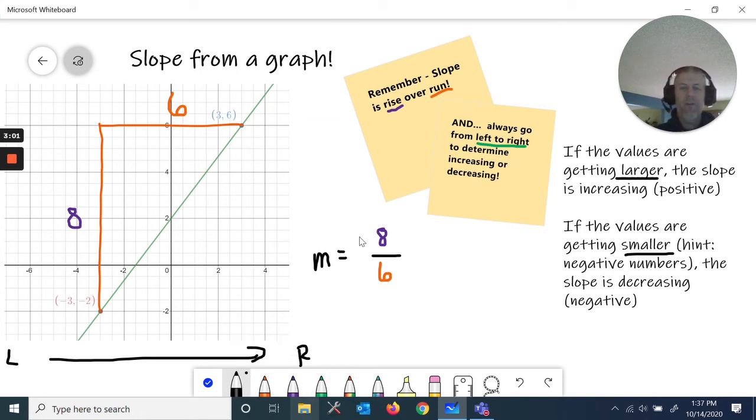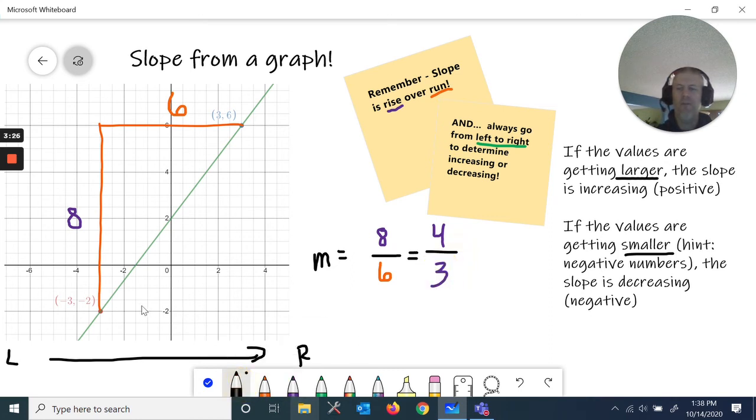Last piece, let's talk about reducing. All I'm looking for is common factors. What do these have in common? If I know 8 and 6, I know that 2 goes into both of those, so I can reduce them both by 2. 8 divided by 2 is 4, and 6 divided by 2 is 3. So this is the same thing as the slope of 4 over 3.